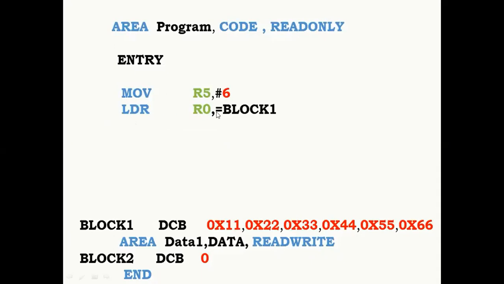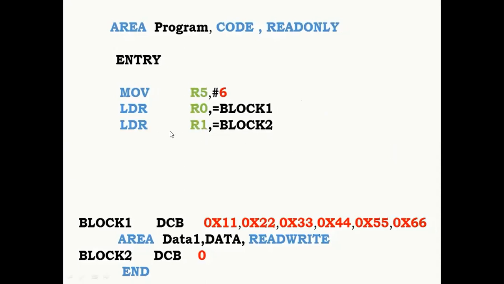So LDR R0, =block1. That means block 1 has some address. You are getting the address of block 1 into register R0. And next, LDR R1, =block2. For block 2 also there is some address. That address you are bringing into R1.